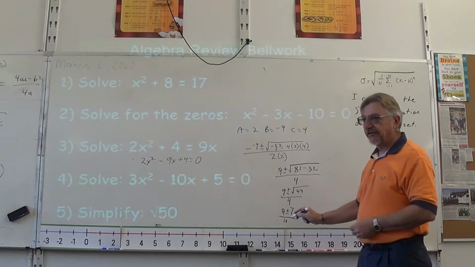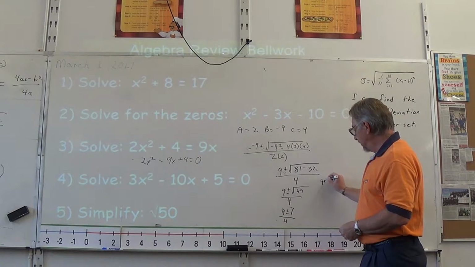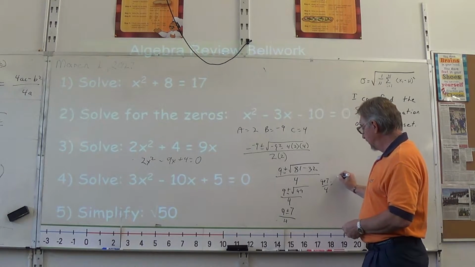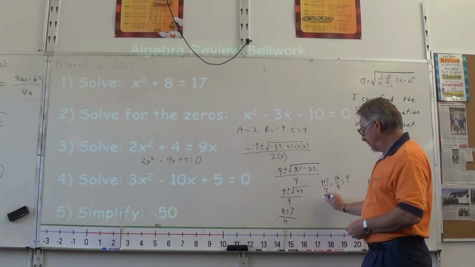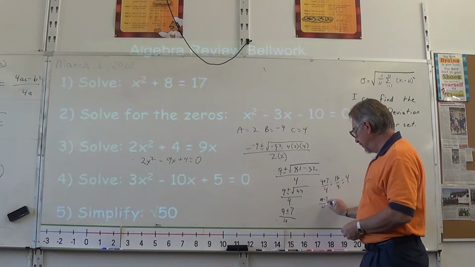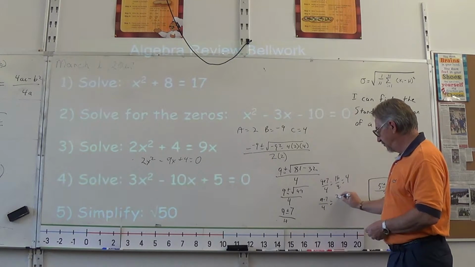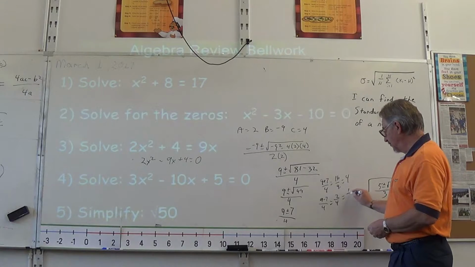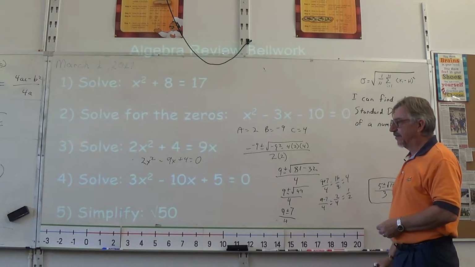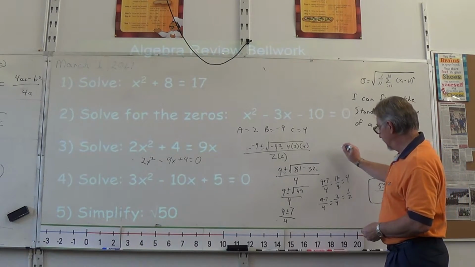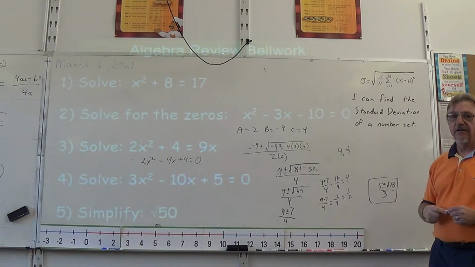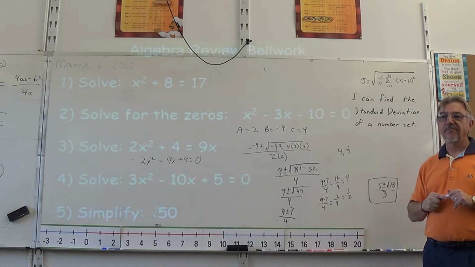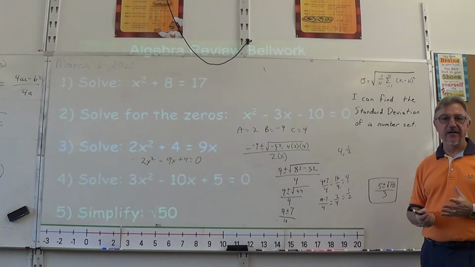So then I have 9 plus 7 divided by 4, which is 16, divided by 4, which is 4. And I have 9 minus 7 divided by 4, which is 2, divided by 4, which is 1/2. Okay, so my solution is 4 and 1/2. It's just super quick to work through the quadratic equation.